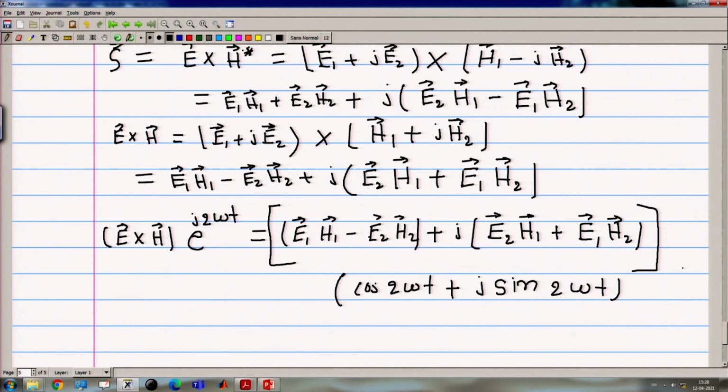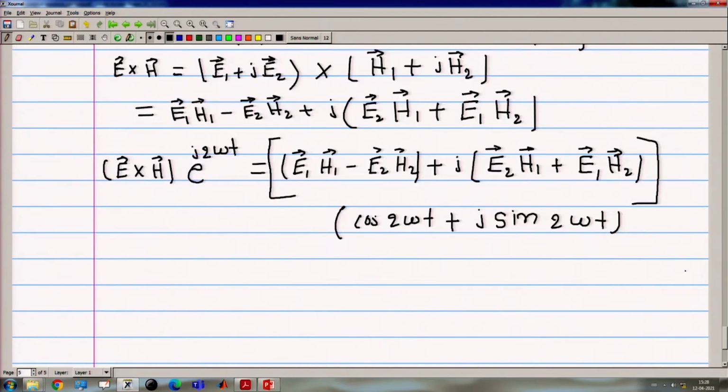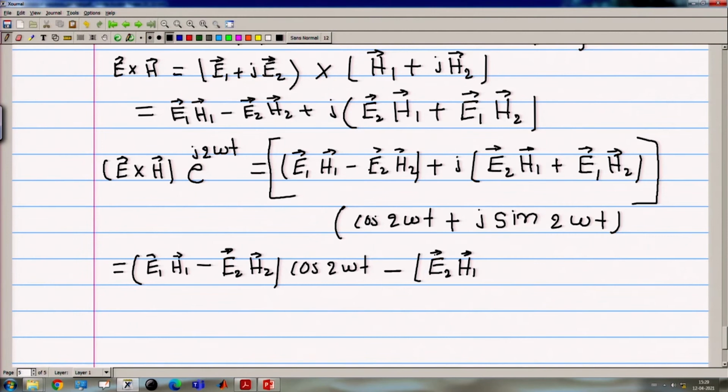Now, we have to extract the real part. So, from this we can multiply. So, real part will be cos 2 omega t, means in this case after multiplication we will get E1 H1 minus E2 H2 into cos 2 omega t, and the other real term will be j square equal to minus 1, and minus of E2 H1 plus E1 H2 into sin 2 omega t.